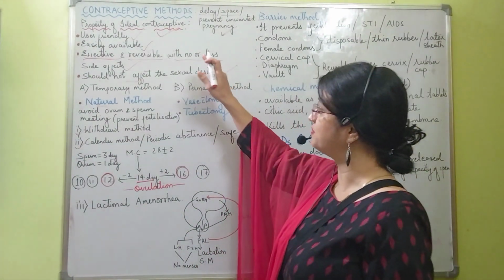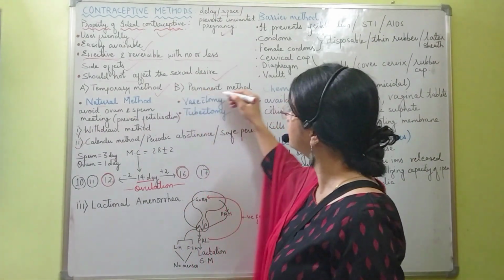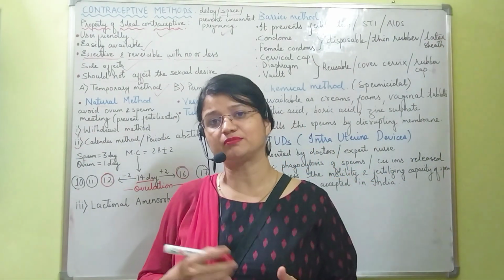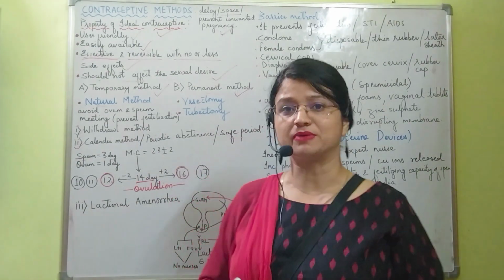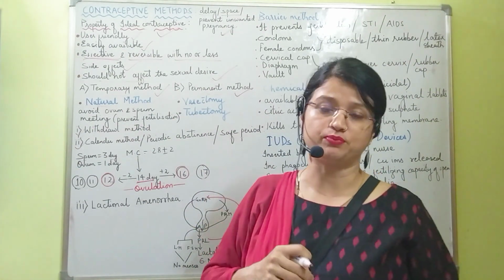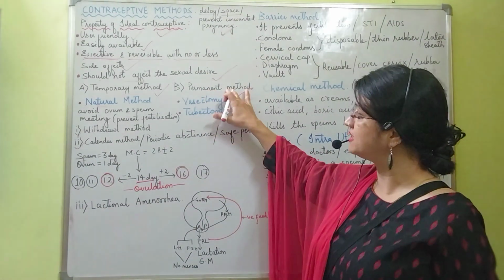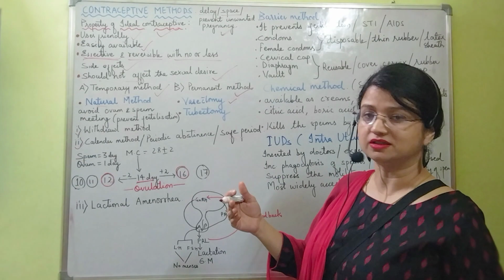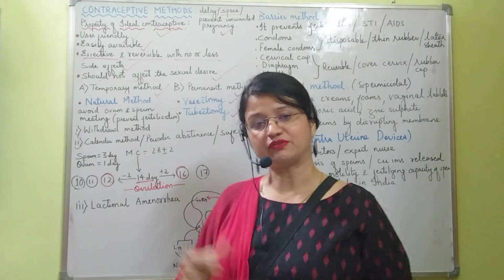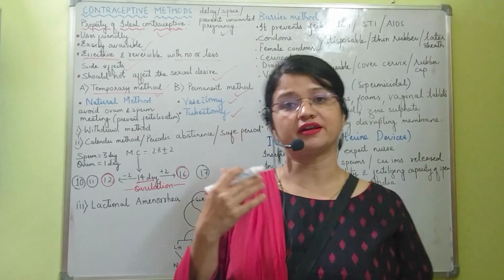Now these contraceptive methods can be classified into 2 important categories, that is the temporary method and the permanent method. Temporary methods are those which are reversible, and permanent methods are those whose chances of reversibility are very poor, very less. In permanent methods you will learn the surgical methods, that is the vasectomy in males and tubectomy in females. That we will deal with later. First of all, we will study the temporary methods, those which are reversible.